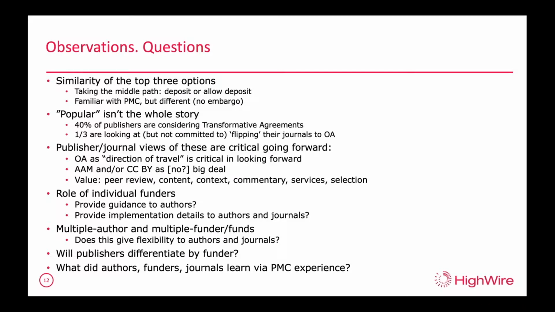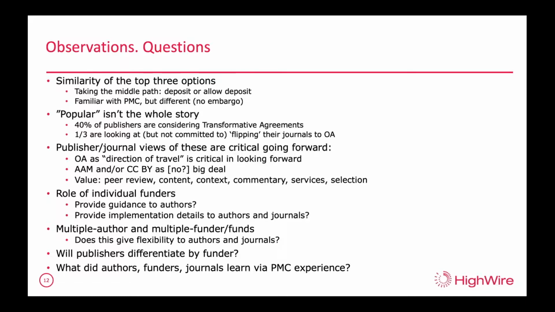What I've looked at is the three most popular options, but that's not really the whole story. It turns out that 40% of the publishers in our group are considering transformative agreements. They just look very hard to do, so they didn't put it at the very top of their list. A third of them are looking at, but are not committed to, flipping their journals to OA. This again has to do with the concept of direction of travel.